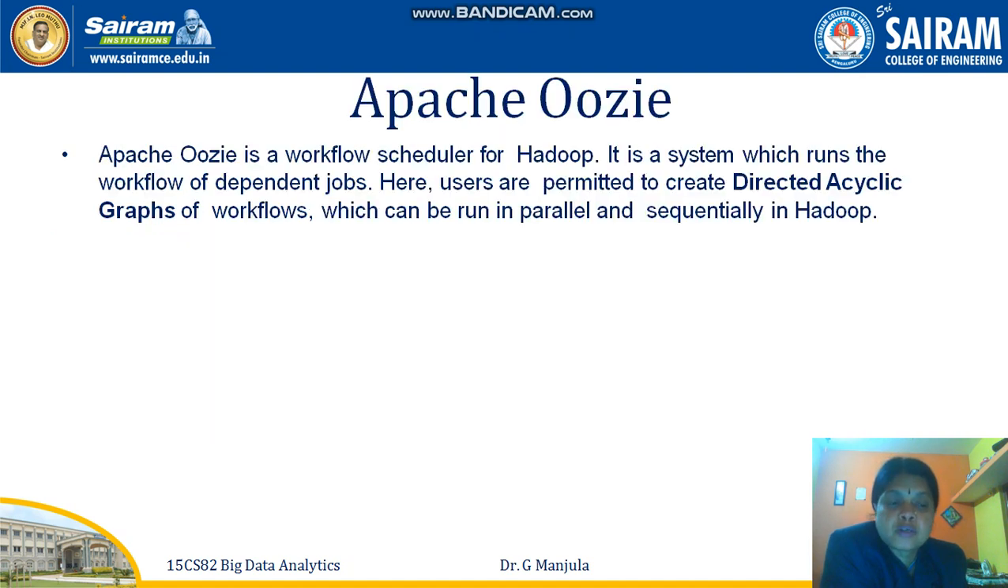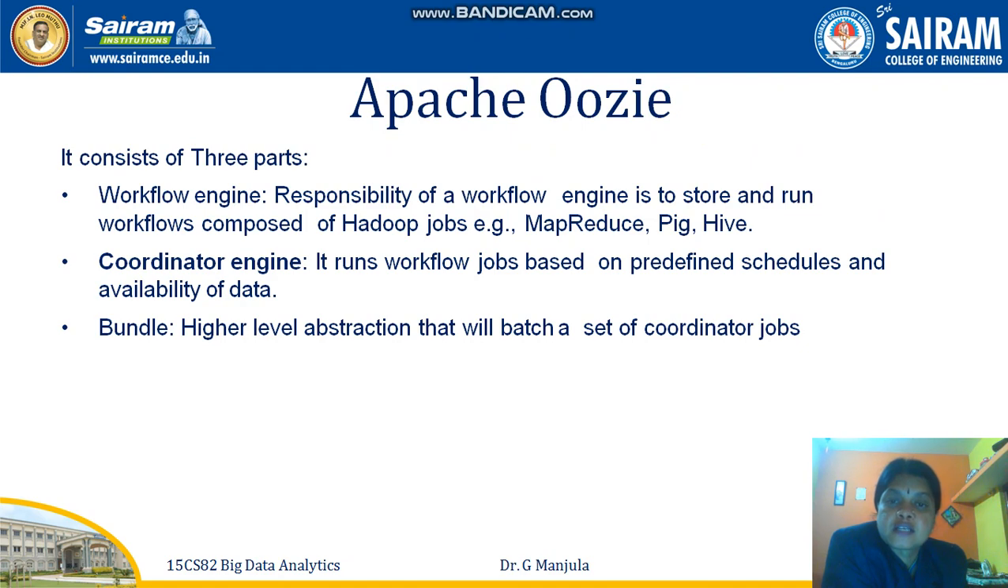Now we will move on to the next topic, Apache Oozie. Apache Oozie is a workflow scheduler for Hadoop. It is a system which runs workflows of different jobs. For example, it permits creating a directed acyclic graph of workflows, which I will explain, which can be run in parallel and sequentially. The responsibilities are to store and run workflows, a coordinator engine, and a bundle.